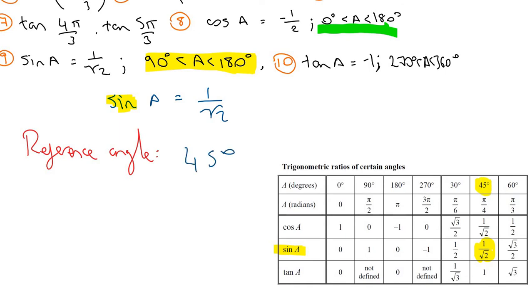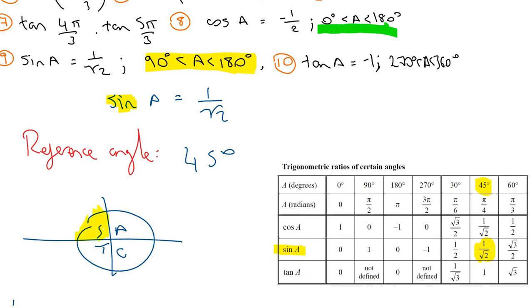Okay, if the reference angle is 45 degrees, the next thing we do is look at our unit circle. We're told our answer is between 90 degrees and 180 degrees, so it has to be here. So that's quadrant number 2. Well, what is 45 degrees in quadrant number 2? Our angle A is equal to 180 degrees minus 45 degrees, which is equal to 135 degrees. So that's the angle A for question 9.